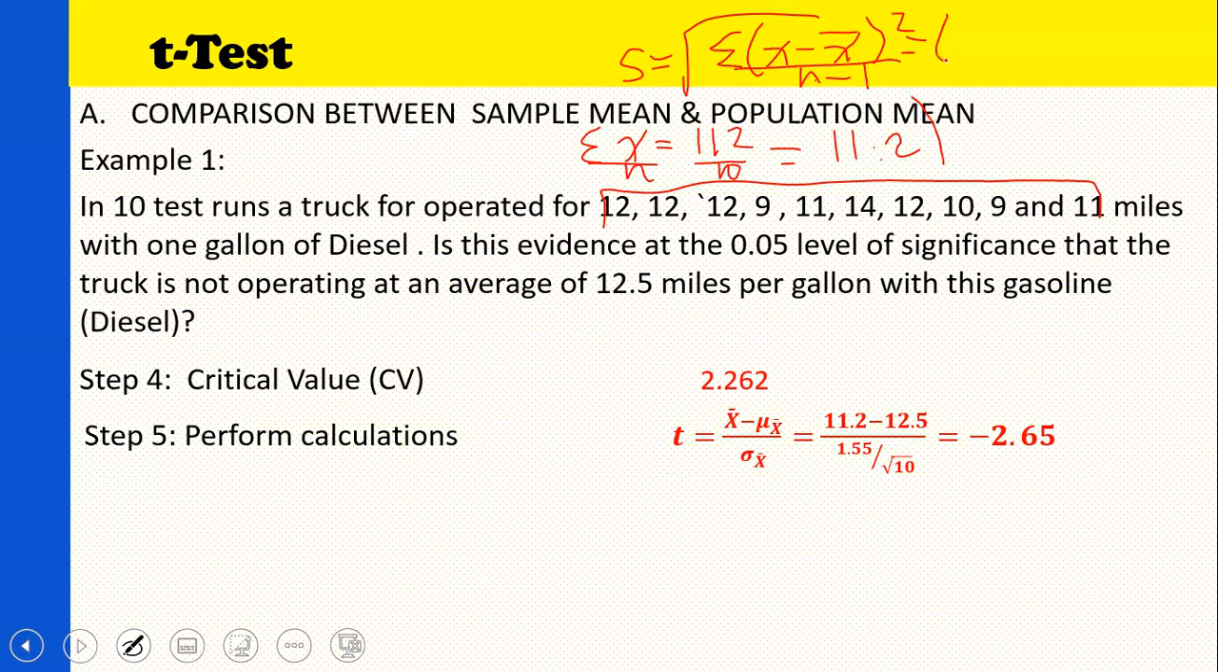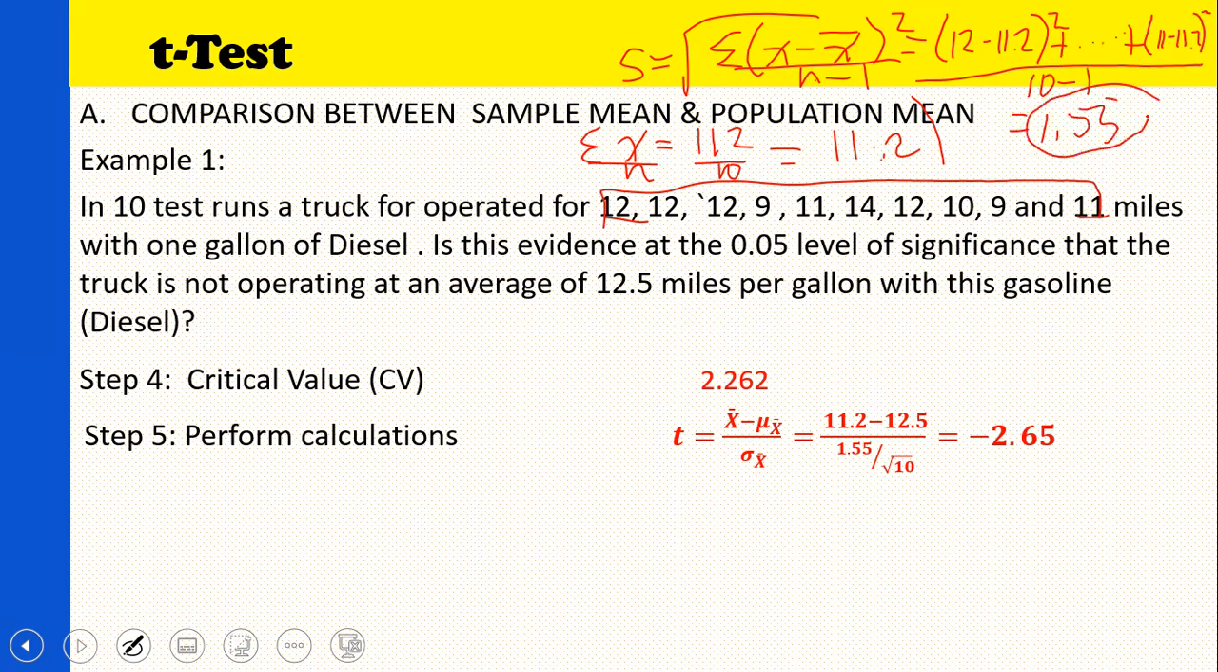So paano natin kino-compute ang standard deviation? We have already computed the mean, which is 11.2. So the first element here is 12 minus 11.2 squared plus, and so on, until the last entry natin, 11 minus 11.2 quantity squared, all over the number of entries, 10 minus 1, and you will get 1.5055, and that will be the standard deviation.